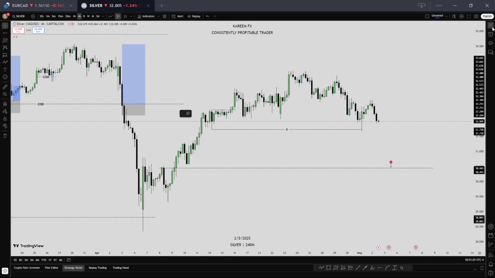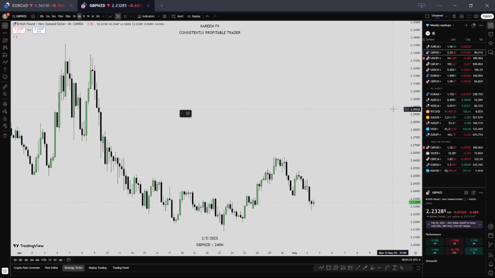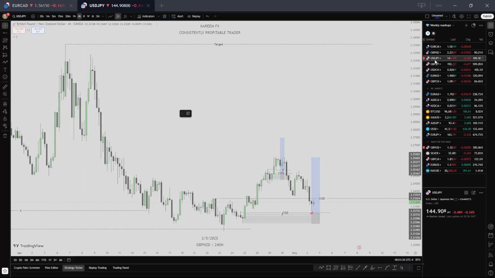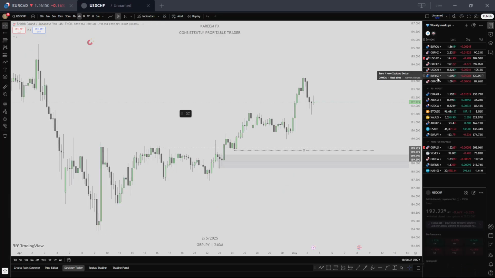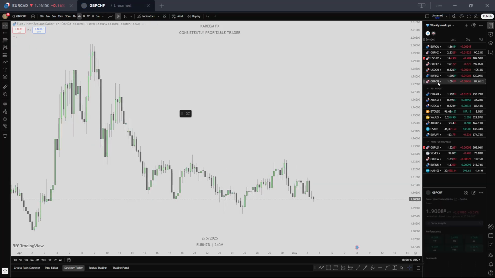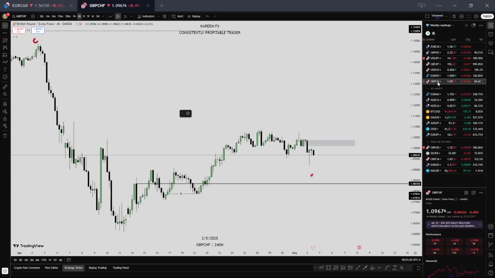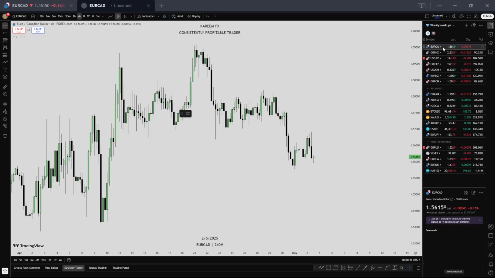This is silver. For some pairs, I will not take them off. I'll just leave them as they are. These pairs, I'll leave them as they are. I'll explain why I've marked them though. So let's start with EuroCAD.